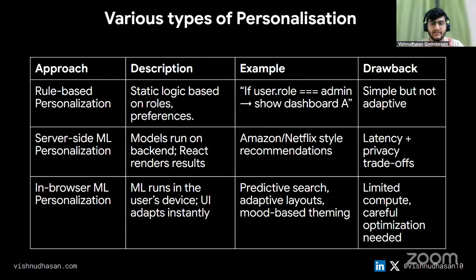Those kind of places, we don't really want an API. So those things should be happening right away. So predictive search to theme the user based on their mood, how they are reacting, their context and all. But again, any technology out there comes with a trade-off. So they have a few drawbacks, like limited compute, and we have to do careful optimization, which we will dive into deeper sometime.